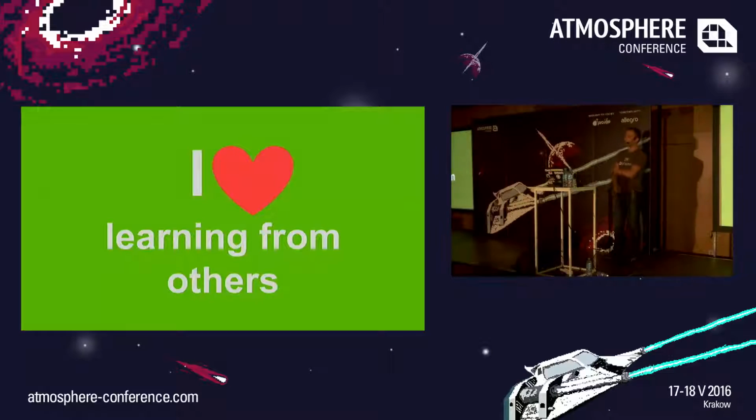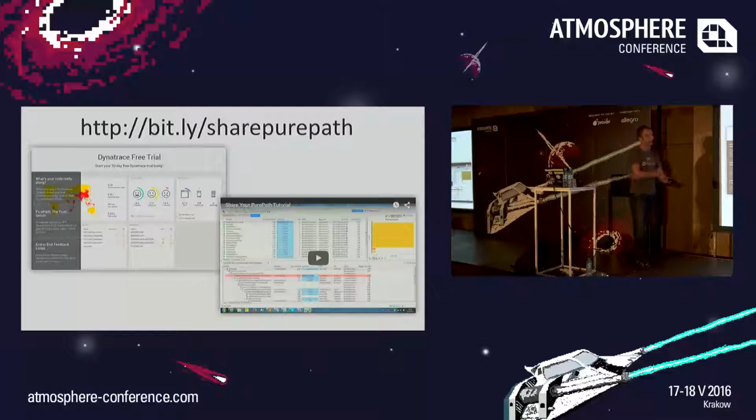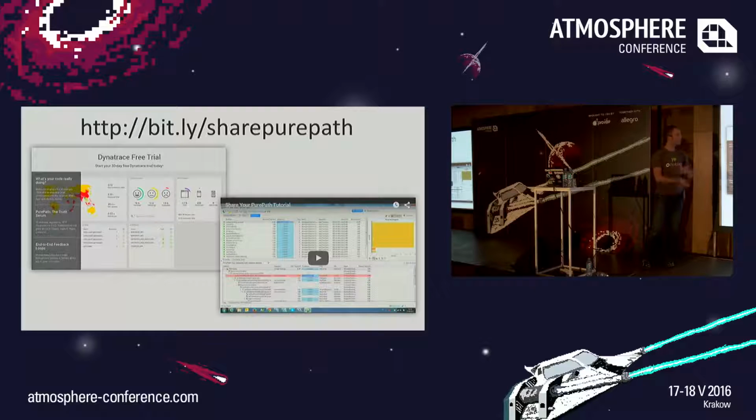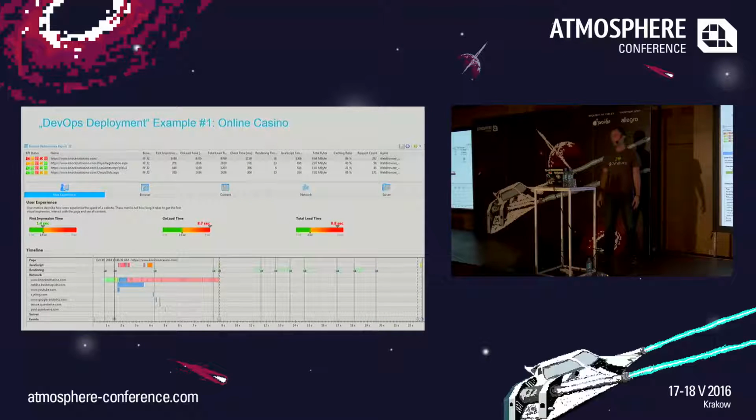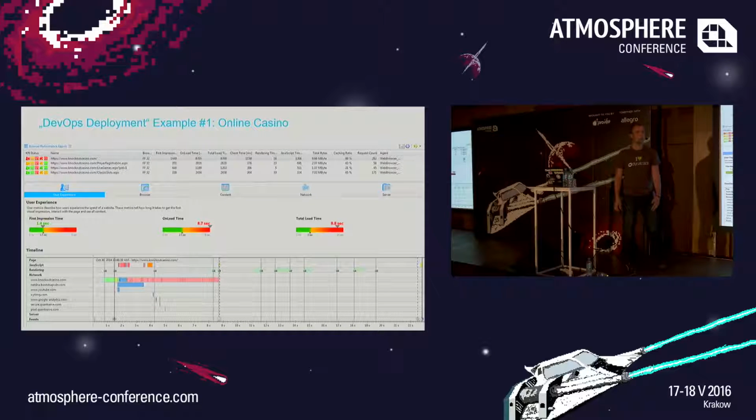And I love to learn from others. As part of my role at Dynatrace, I actually have a program that is called Share Your PurePath. So people can actually send me the data that they collect with our tool, with the free version that we have. Customers send me data too, and I see a lot of crazy things. And I want to show you 2 examples which hopefully open your eyes on what you can avoid and should avoid. I know it's a little hard to see here, but this is from an online casino.